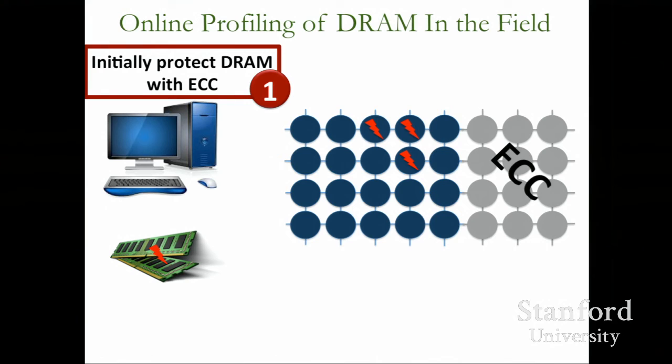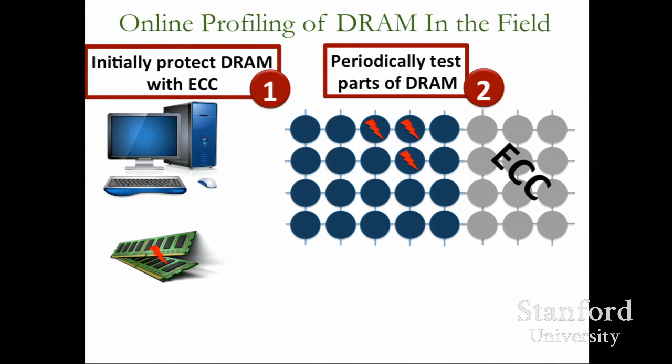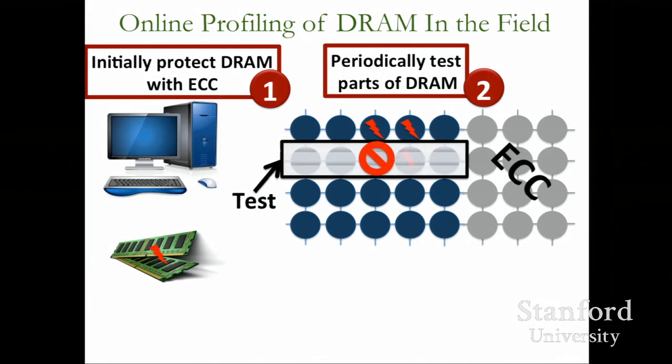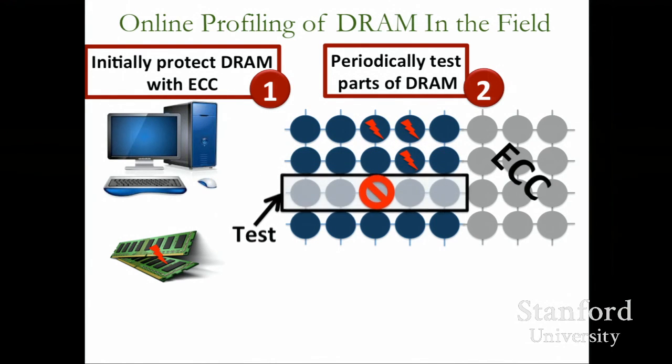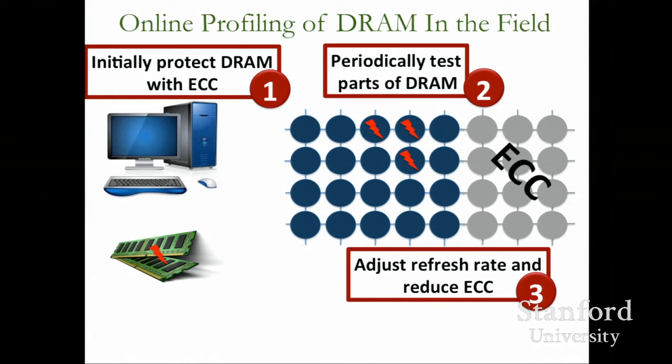Initially, protect DRAM with ECC, maybe in-DRAM ECC. And over time, while you're running the system at boot up, plus during the execution, you periodically test parts of DRAM and do optimizations. You can adjust refresh rate, reduce ECC. You can determine the latency characteristics of different rows, adjust the latency. You can actually look at data patterns. If you're storing zeros, maybe you don't need to refresh that row. You can skip a lot of refresh.